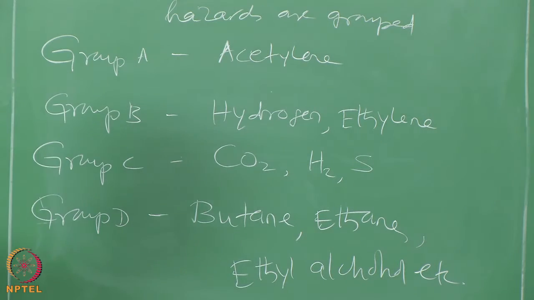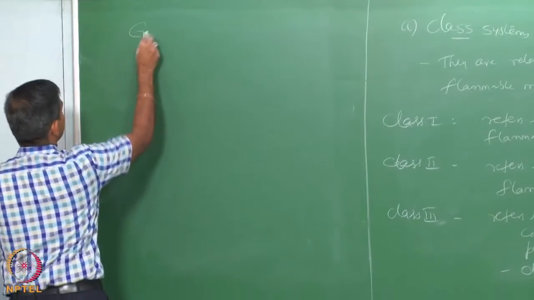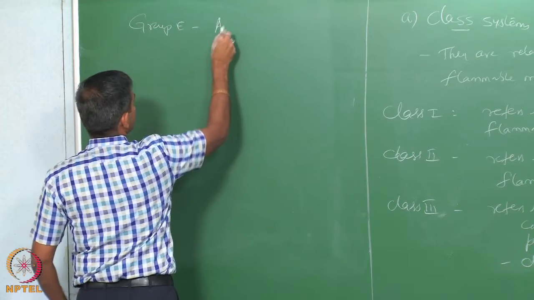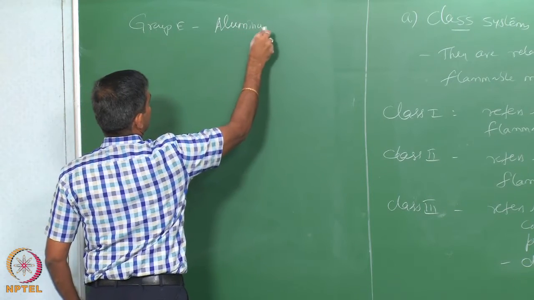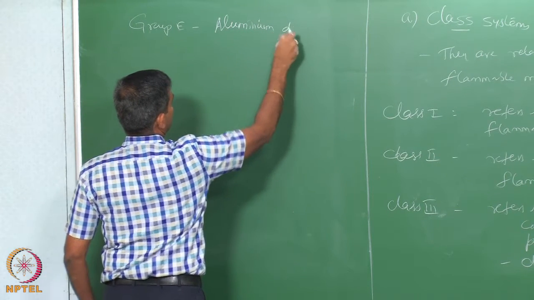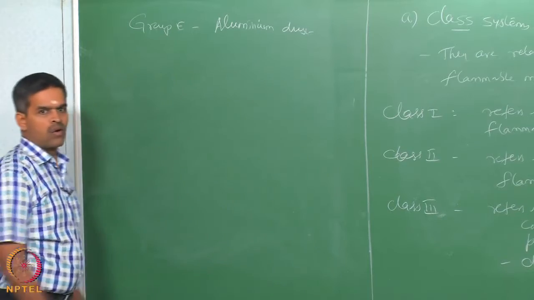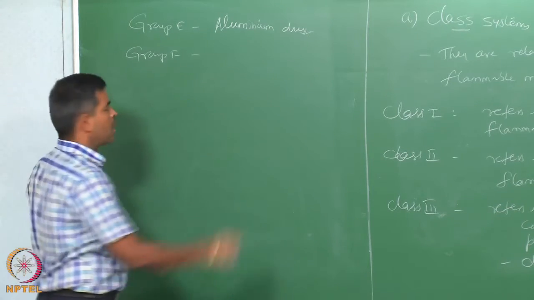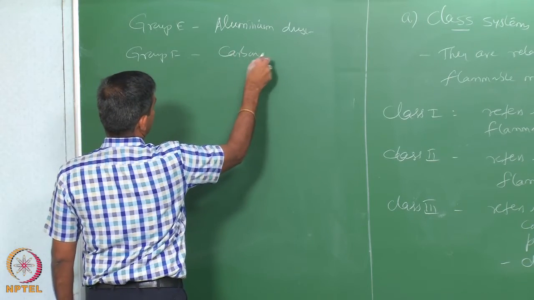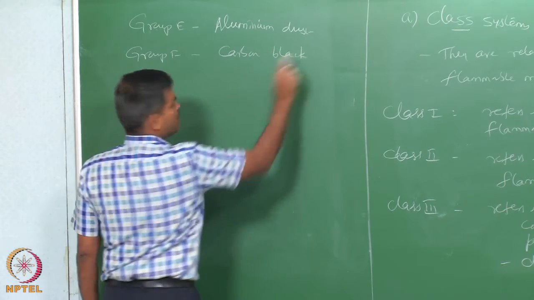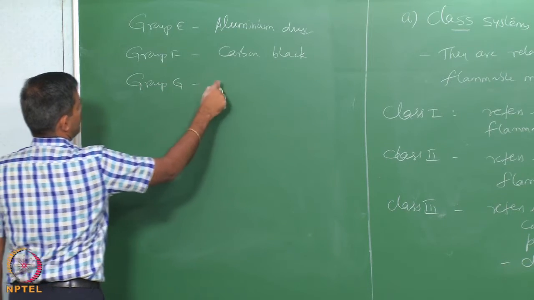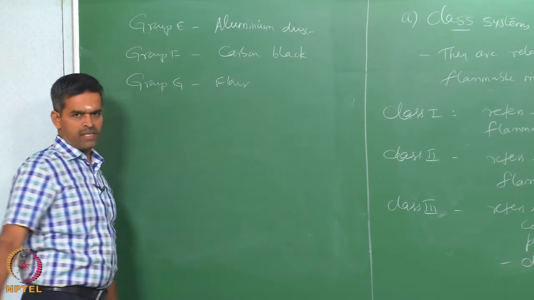Group E refers to aluminum dust, group F refers to carbon black, and group G refers to very fine dust, which is flour.